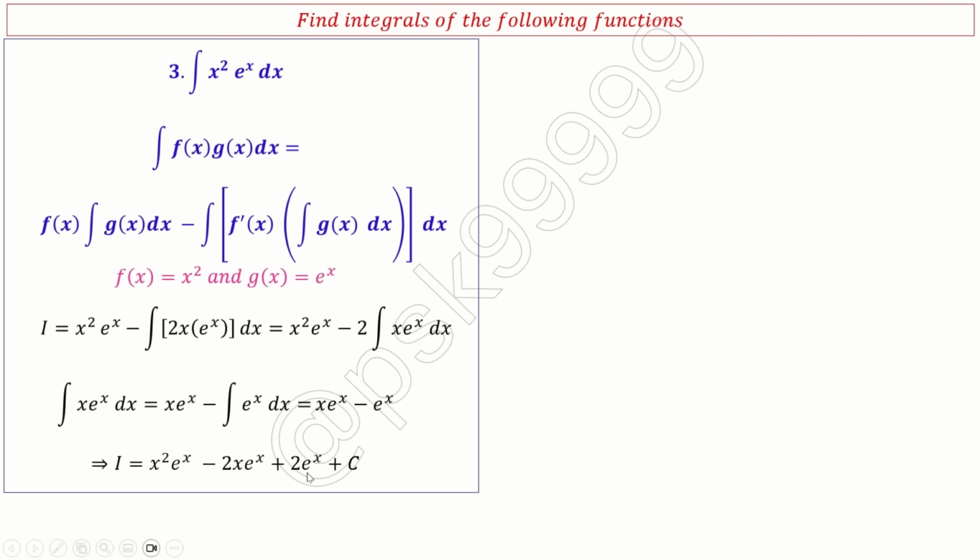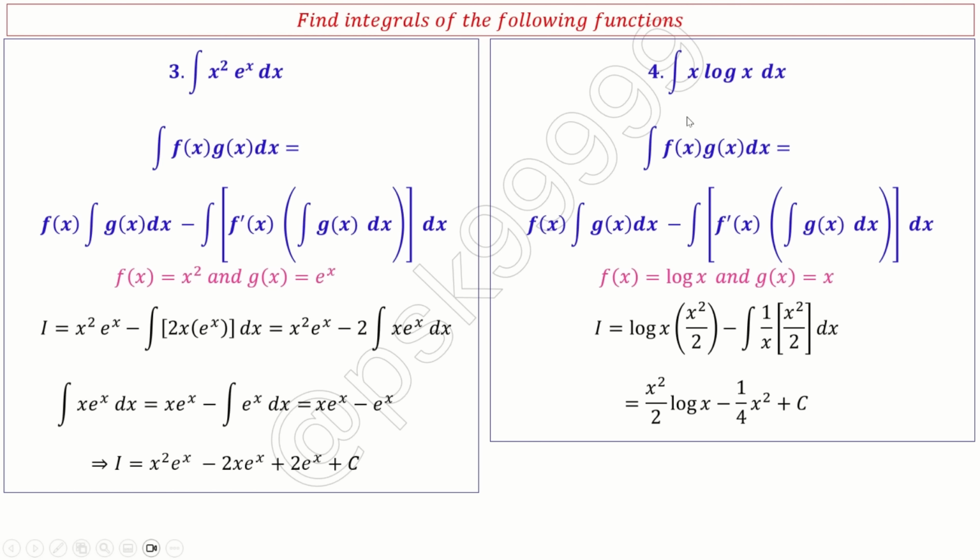So plus 2 times e to the power of x plus constant. Okay, next. x log x. Logarithms, ILATE: logarithm is above algebraic, so I will take my f of x as log x, g of x as x. So first one is x into x square by 2, integration of x. This is minus integration of differentiation of log x, which is 1 by x, into integration of x, which is x square by 2.